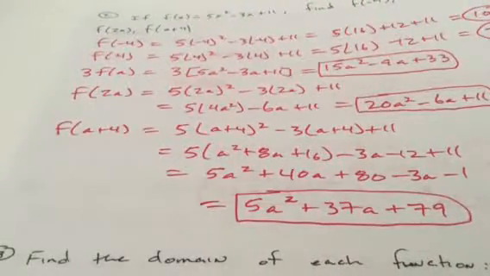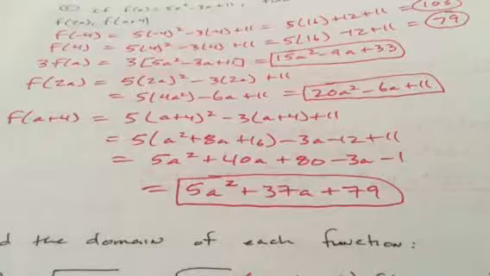You can pause this video whenever you need to get these answers. F of a plus 4, you kind of did that on the first page in the difference quotient. We should be pretty good with that by now. There it is. Again, if I make a boo-boo, please let me know.